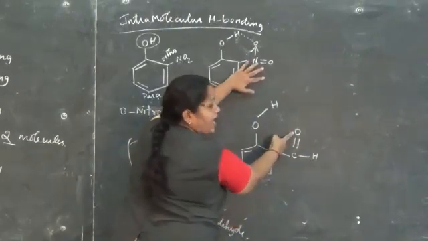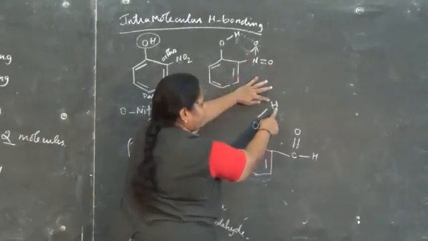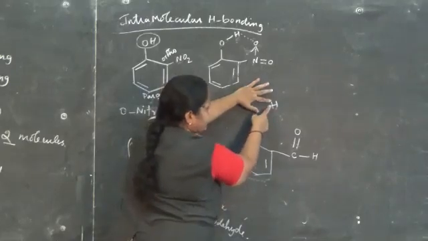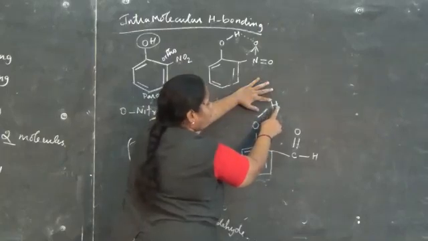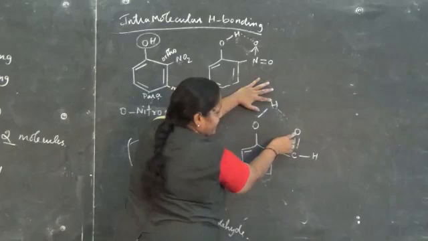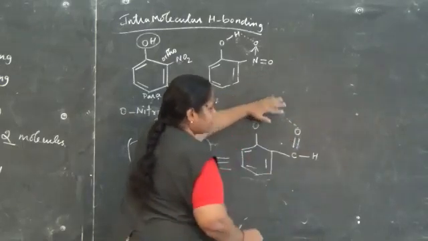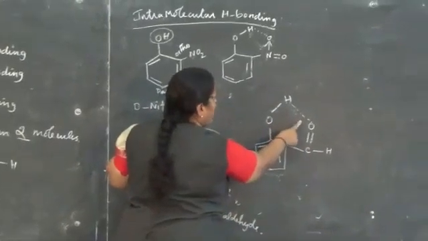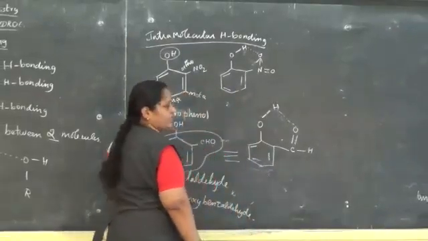Here oxygen is a highly electronegative atom. This hydrogen atom forms a covalent bond with the oxygen. Now this polarized hydrogen atom forms a hydrogen bond, a weak electrostatic attraction, with a neighboring highly electronegative atom, here oxygen. So, within the molecule a hydrogen bond is formed, and this is referred to as intramolecular hydrogen bond.